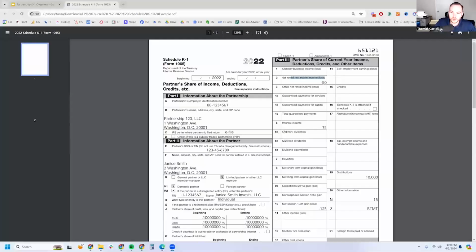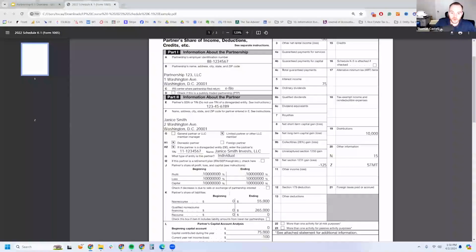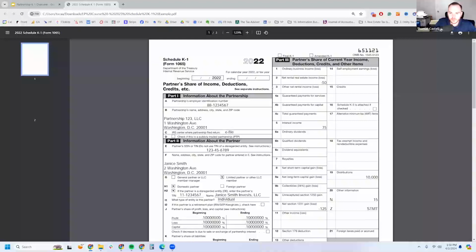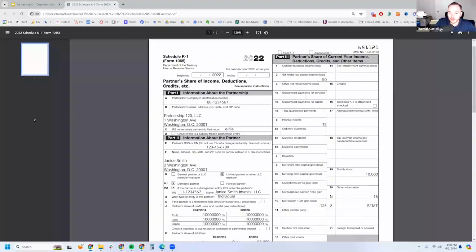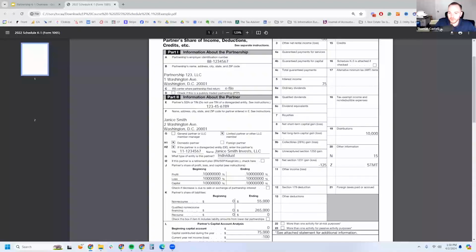Yeah, no problem. So here is the K1. Typically in the final year, you'll have positive numbers in box 9A, between box 9A and box 10. That's the income, that's the gains that you'll be taxed on. So that's typically what it looks like. Those are the biggest things you'll see on your tax return in the final year.